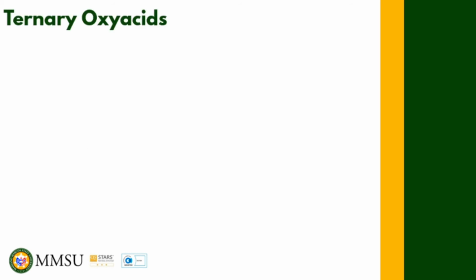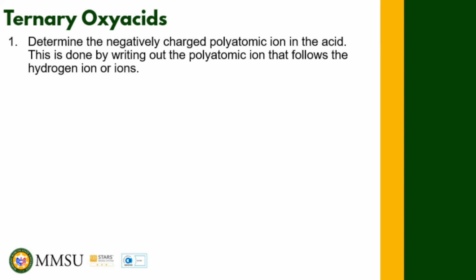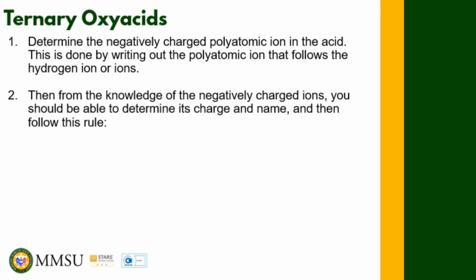So next is naming ternary oxyacids. So first, you must determine the negatively charged polyatomic ion in the acid, and this is done by writing out the polyatomic ion that follows the hydrogen ion or the ions. Next, from the knowledge of the negatively charged ions, you should be able to determine its charge and the name, and then follow this rule.